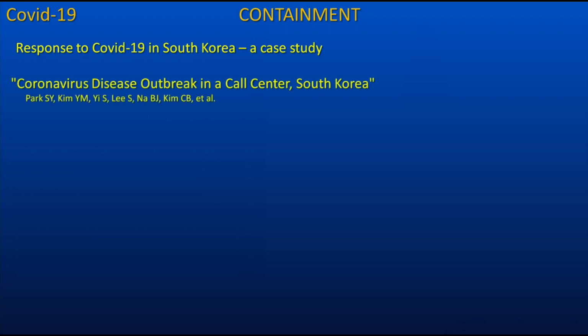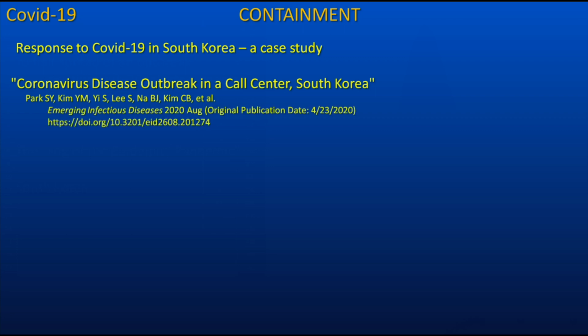Let's now take a look at a recent research article to be released in the August 2020 edition of Emerging Infectious Diseases, an open-access, peer-reviewed journal published monthly by the Centers for Disease Control and Prevention, but has been available online since April 23, 2020 at the CDC website. The article is titled Coronavirus Disease Outbreak in a Call Center, South Korea, and chronicles a COVID-19 outbreak in a call center located in a multi-story building in Seoul, South Korea.